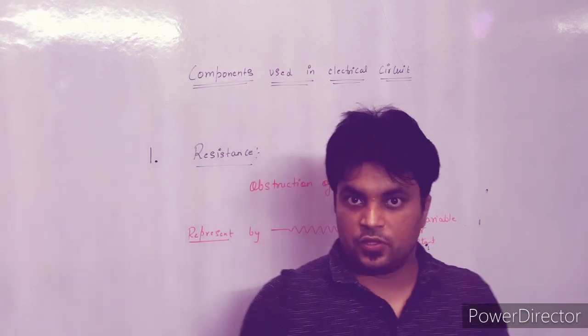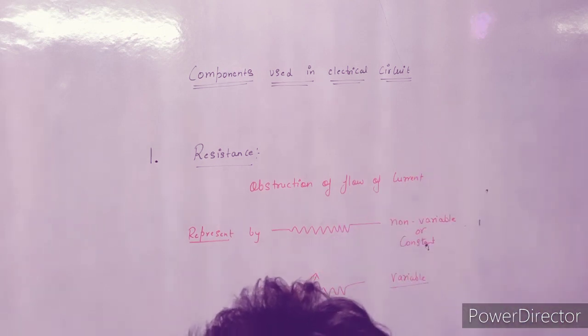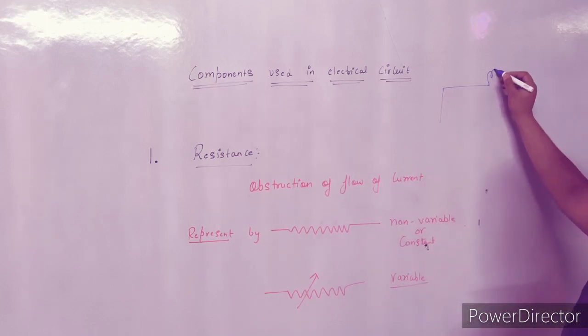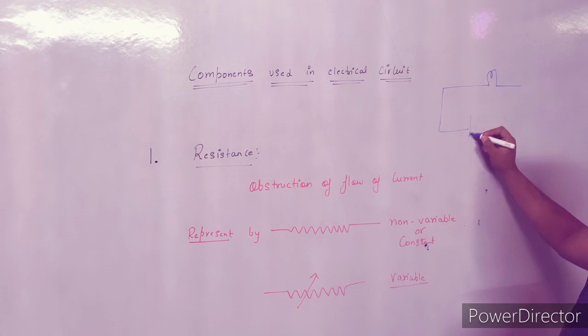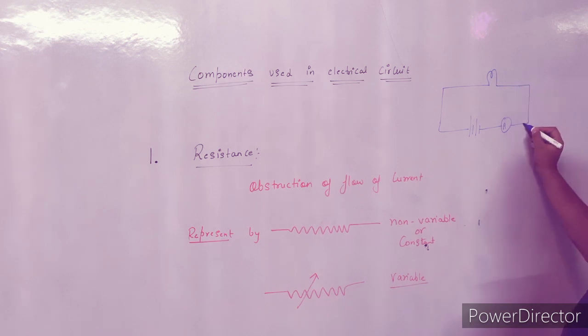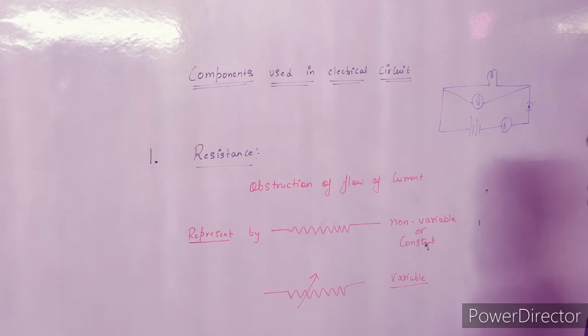So now our next topic is components used in an electrical circuit. When we draw a simple circuit like this, this is the bulb and the wire, and a battery. This is an ammeter. This is simply a switch here, and here a voltmeter.